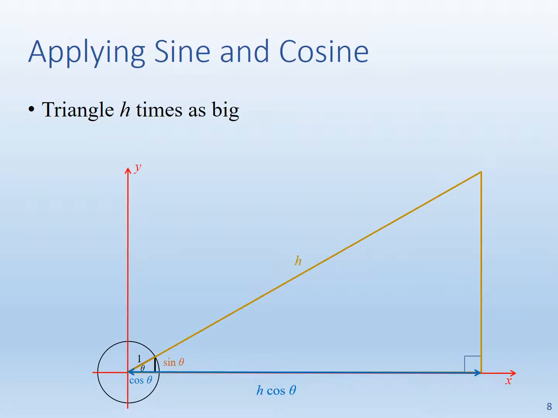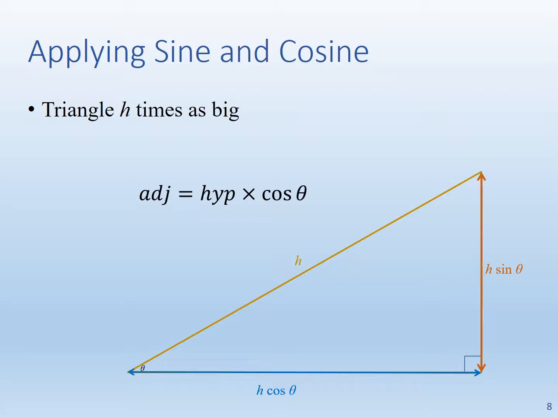That means the adjacent side is h times cosine theta, h times as big, and the opposite side is h sine theta. Now we don't really need that unit circle to work out those two sides, nor do we need the small triangle. We can just work with this big triangle here, and we'll have the adjacent side is equal to h times the cosine of theta, and the opposite side is the hypotenuse times the sine of theta.